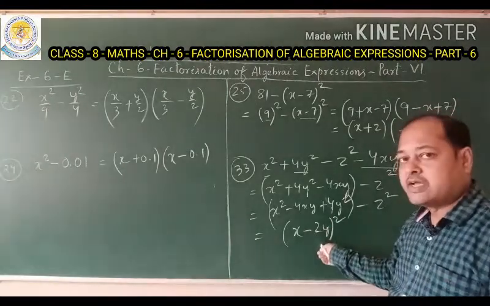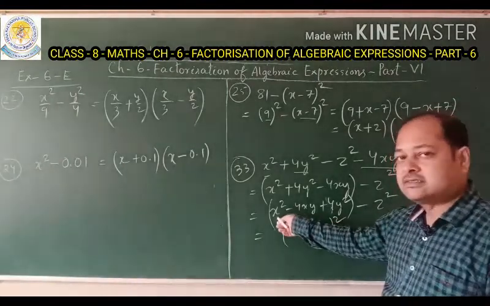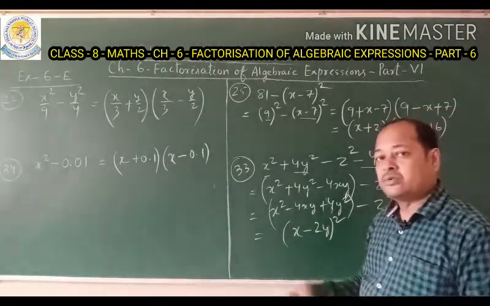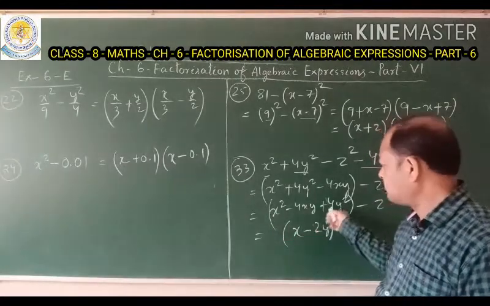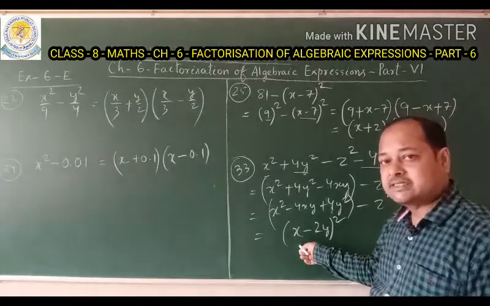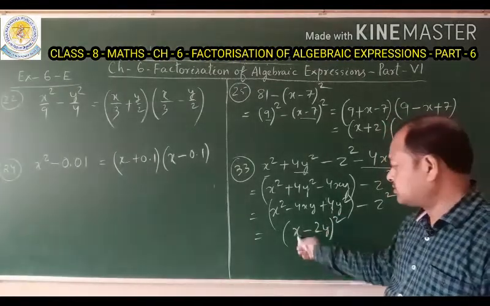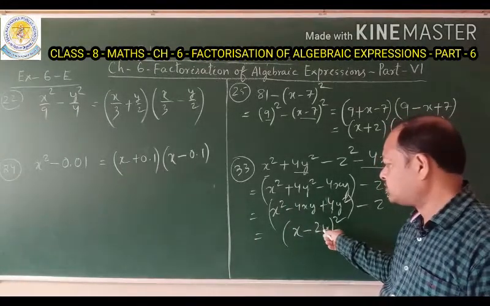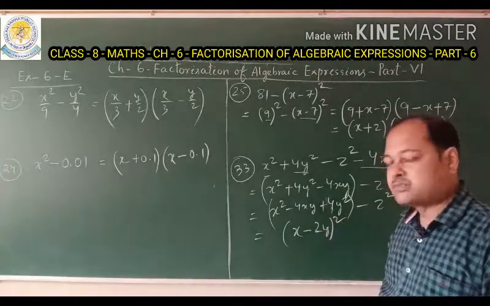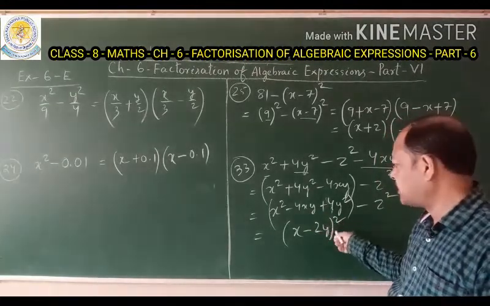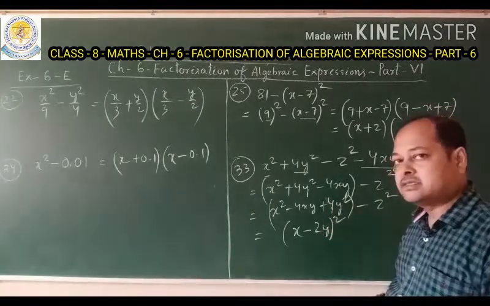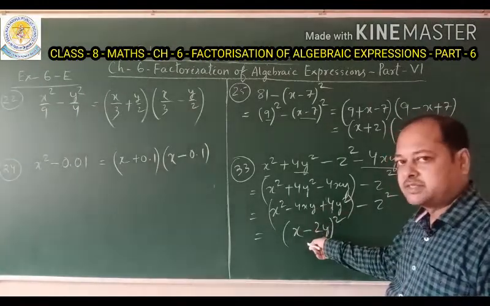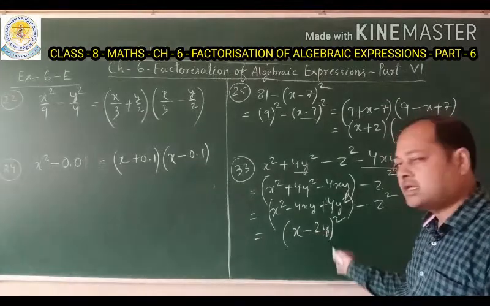So (x minus 2y) whole square is the same as this algebraic expression, because (a minus b) whole square is equal to a square minus 2ab plus b square. Here a is x and b is 2y, so a square means x square, minus 2ab means minus 2 into x into 2y, that is minus 4xy, and plus b square. What is b here? 2y. So (2y) square means 4y square. So we can write this expression in this form, that is (x minus 2y) whole square.